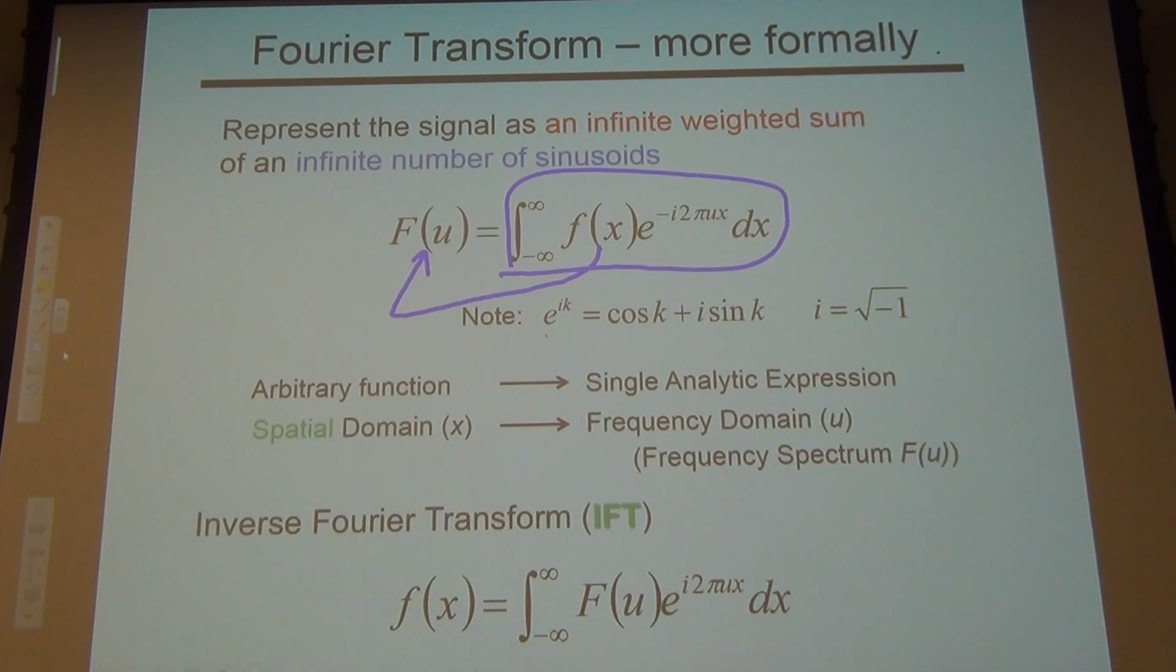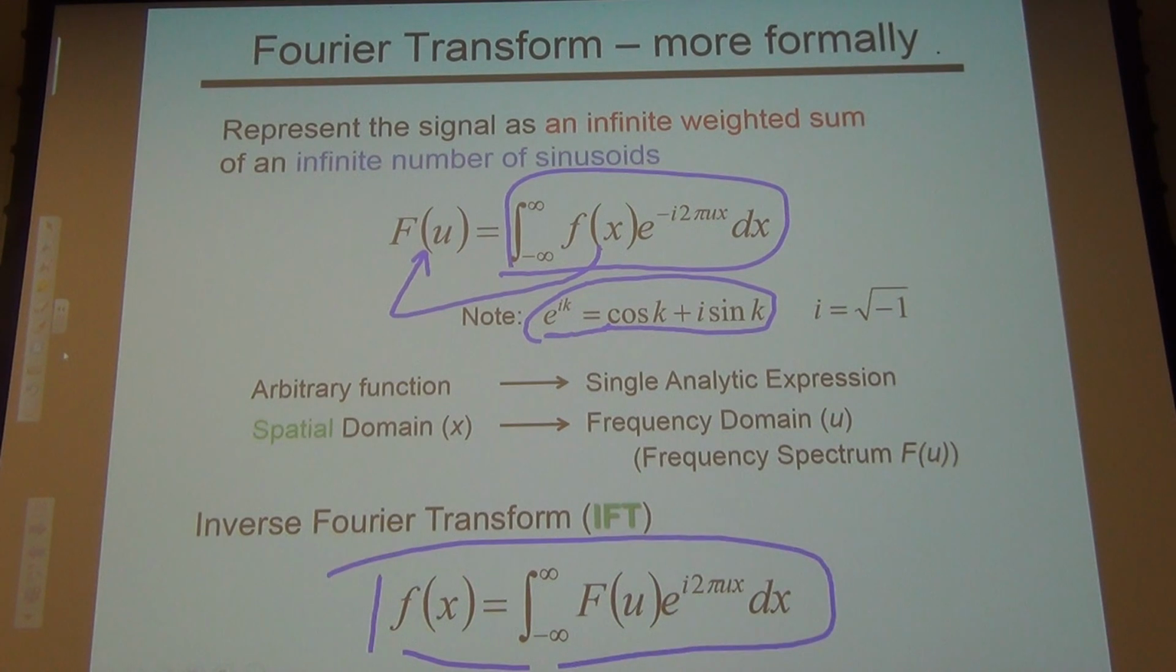And this is called the Euler formula. Okay? This is the Euler formula. And then you also can do the inverse to convert the signal in the frequency domain to the signal in the time domain or spatial domain.